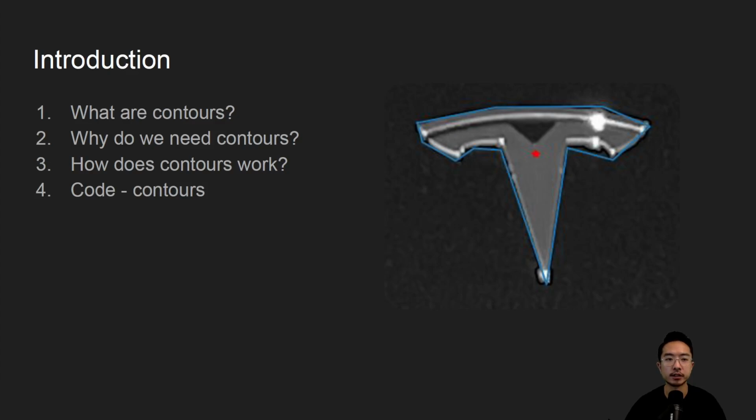All right, in this video, we're going to talk about contours in OpenCV using Python. So we'll start off by saying, what are contours? Why do we need it? How does it work? And jump straight into a coding example. By the end of this video, we will see different properties of contours and also how to draw a contour like this example here on the right.